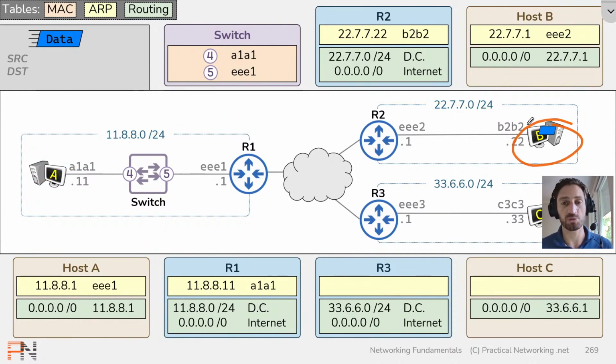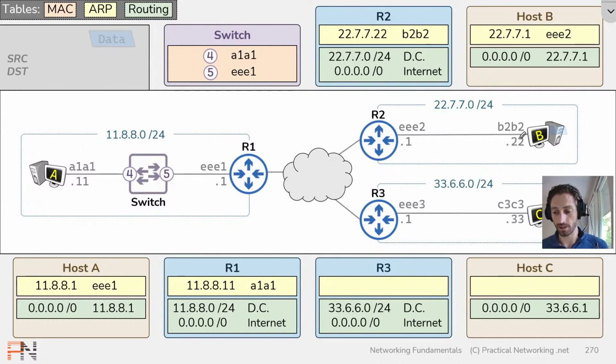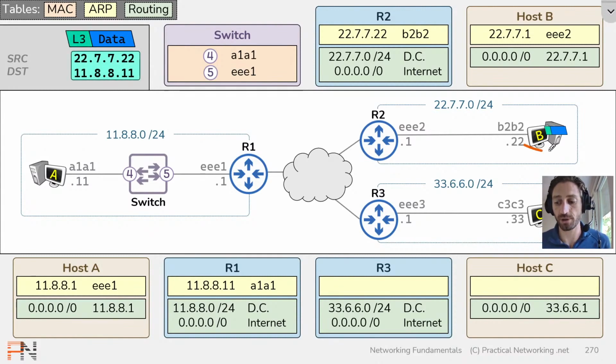And at this point, host B can process this data. So that is every step that's needed to get something from host A all the way to host B. But what about the response? Well, now we're going to step through the response traffic from host B, rather, host B trying to send some data all the way back to host A.